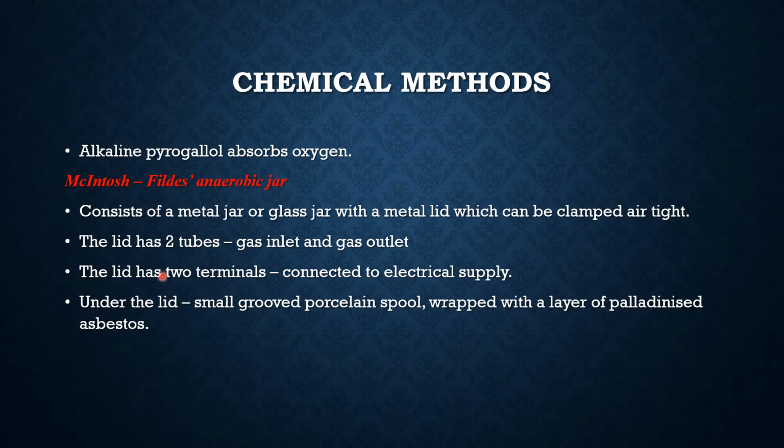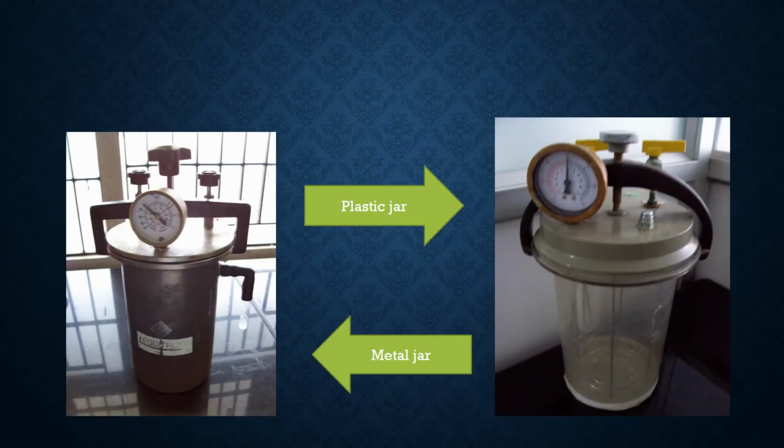The lid has two terminals that are connected to the electrical supply. Under the lid, there is a small grooved porcelain spool wrapped with a layer of palladinized asbestos. This is the picture of the metal McIntosh jar and this is the picture of the plastic McIntosh jar. Both work in the same way, but the body of the jar is different.